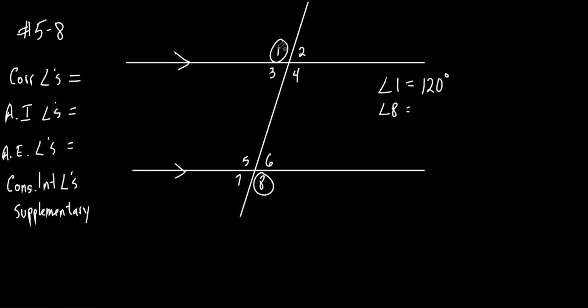They're alternate exterior angles. And what's true about alternate exterior angles? They're equal to each other. That's right. So, what's angle 8 then? It's 120. That's right. Very easy. Agreed? No work to show.